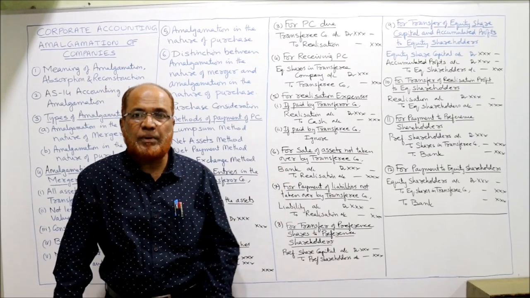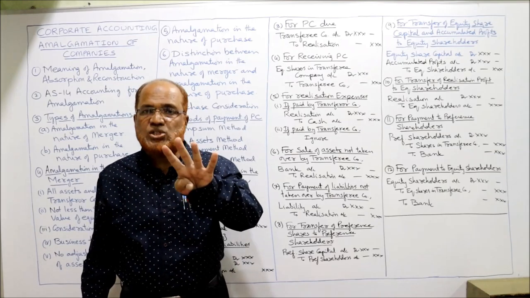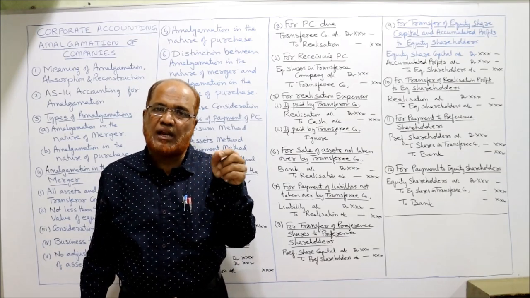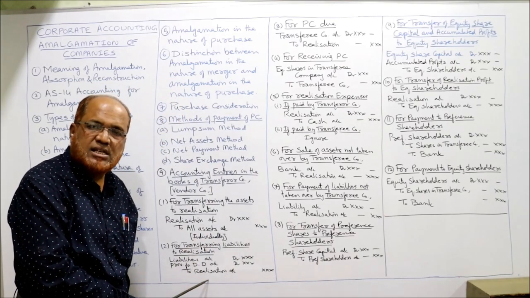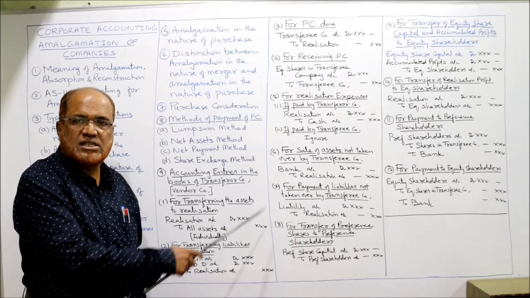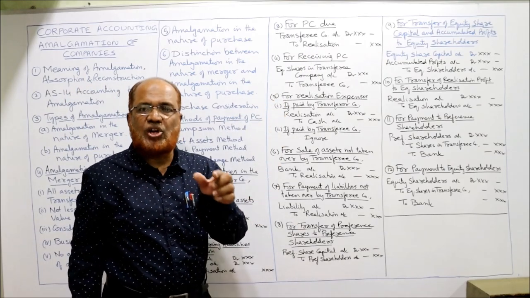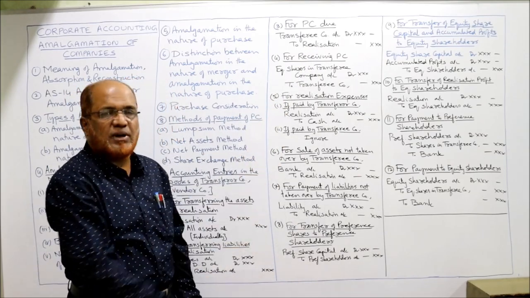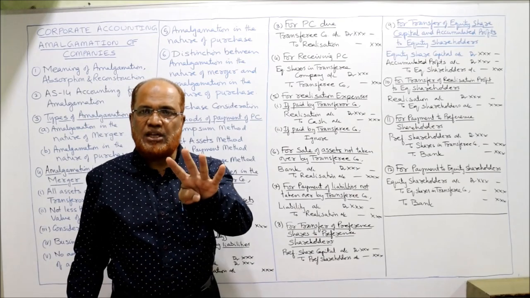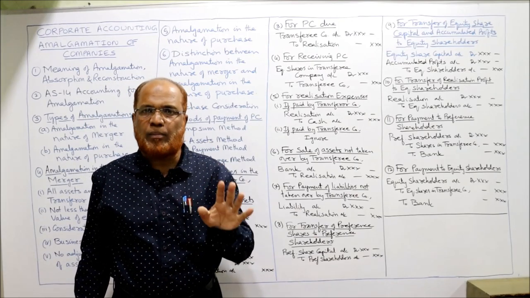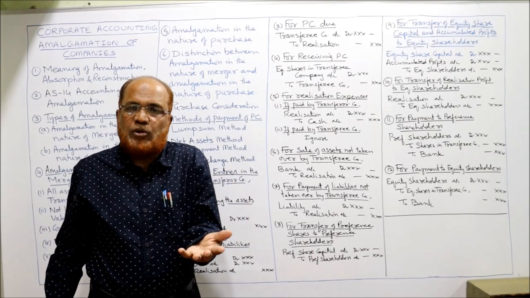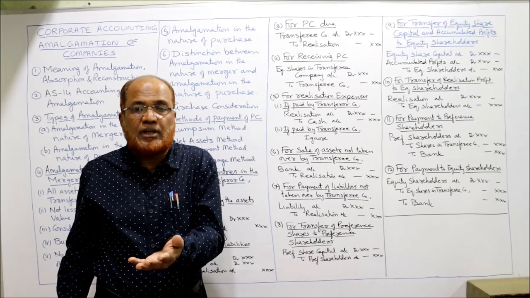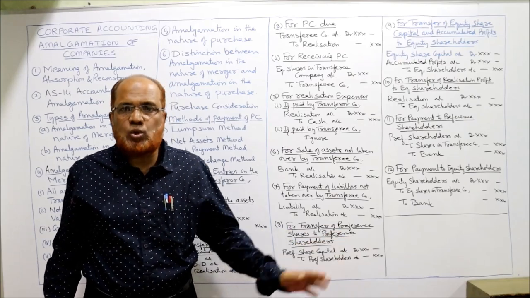But this entry will not be there every time. Remember, the first four entries will compulsorily be there in every problem. First entry, transfer the assets to realization. Second entry, transfer the liabilities to realization. Third entry, purchase consideration due. Fourth entry, purchase consideration received. These four entries we will compulsorily have in every problem. The fifth entry, realization expenses: you may have it in some problems, you may not. If the problem does not give it, we ignore it.